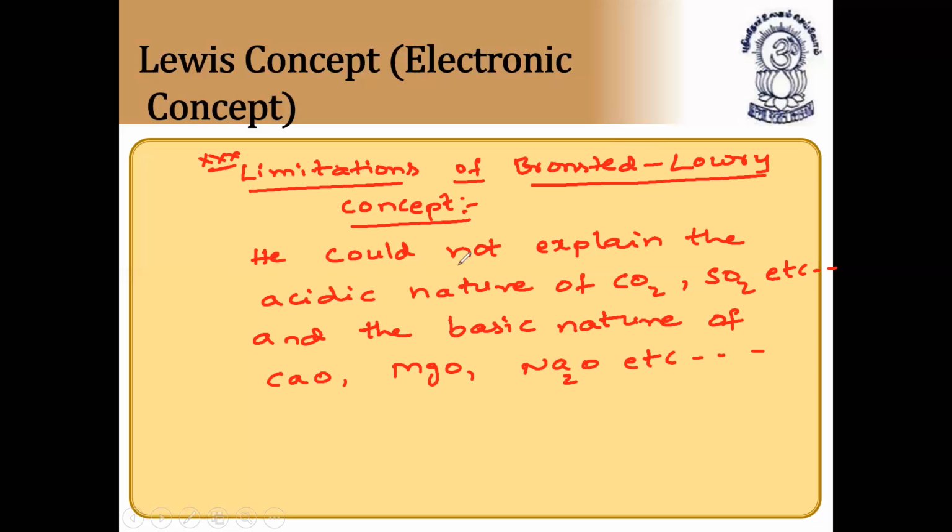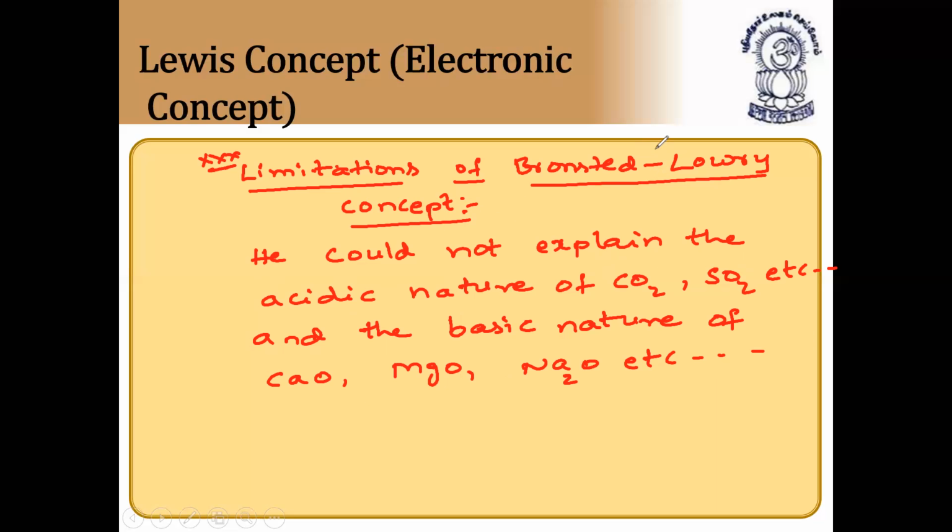And to some extent, it is more successful than Ionic because he could classify many acids and bases, but he could not explain the acidic nature of carbon dioxide, sulfur dioxide, etc., and the basic nature of calcium oxide, magnesium oxide, sodium oxide, etc. Since already we know non-metallic oxides are acidic in nature and metallic oxides are basic in nature. So please note down this sentence in your classwork. So this is the limitations of Bronsted-Lowry concept.